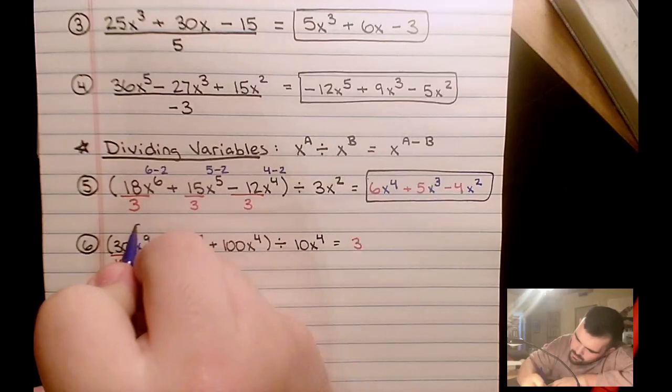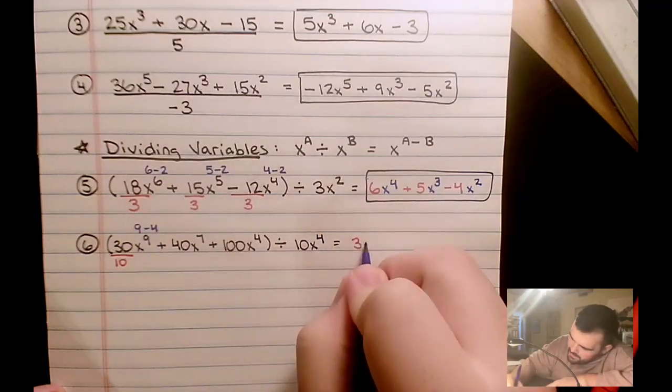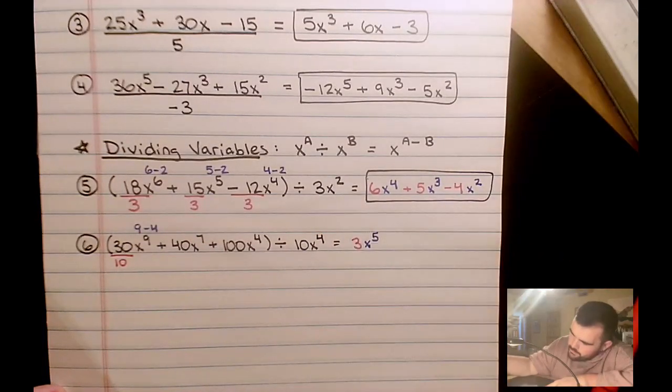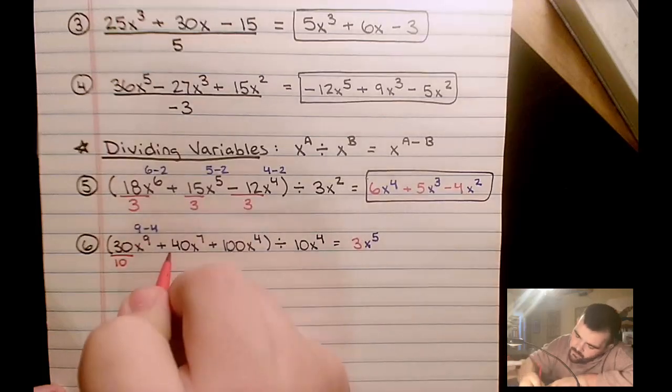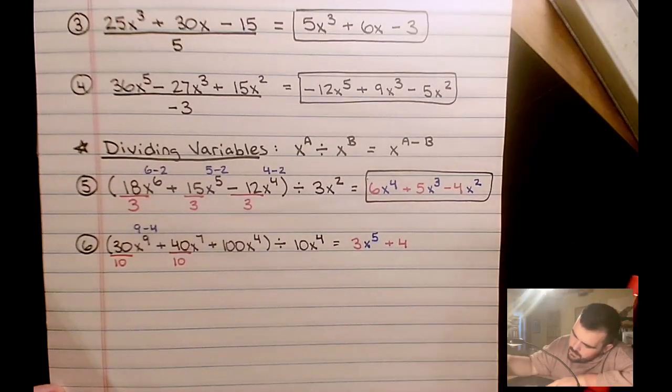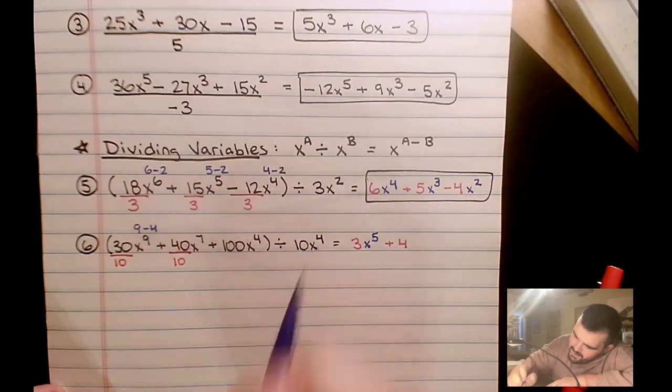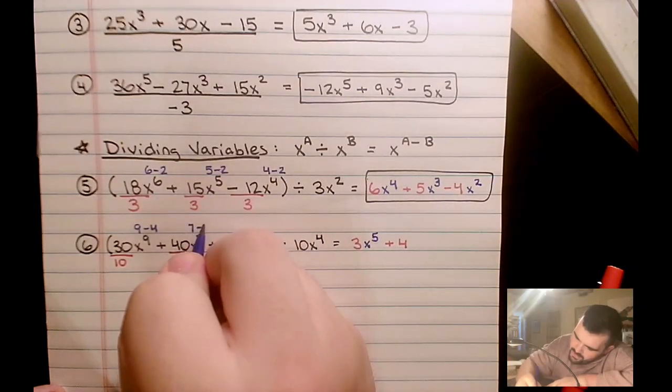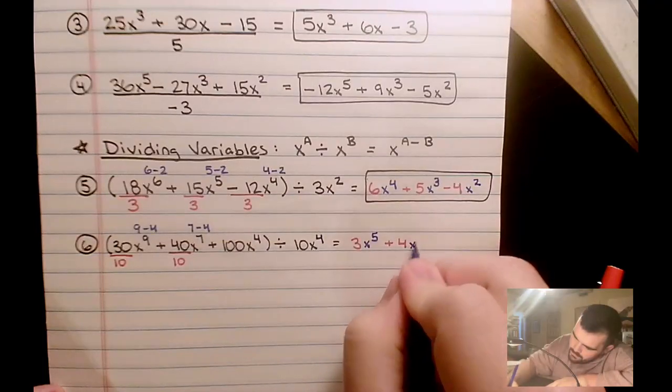x to the 9th minus 4 is going to leave us with x to the 5th. 40 divided by 10 is 4. x to the 7th divided by x to the 4th, 7 minus 4 is 3.